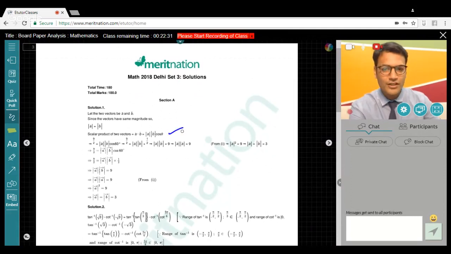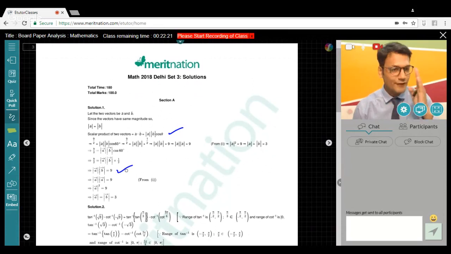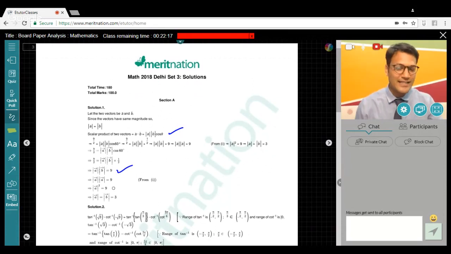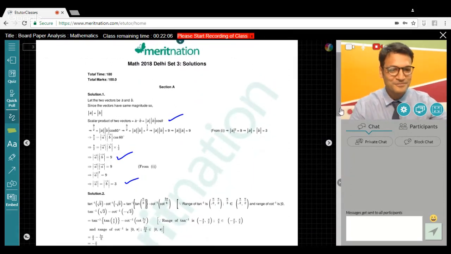You apply the dot product over here, by which you can calculate the value of magnitude of A times magnitude of B. That will be equal to 9. And both the magnitudes are given to us as equal, so you get the magnitude of both of them equal to 3. I hope this first question would have been done very swiftly. It was a very clean and normal question.